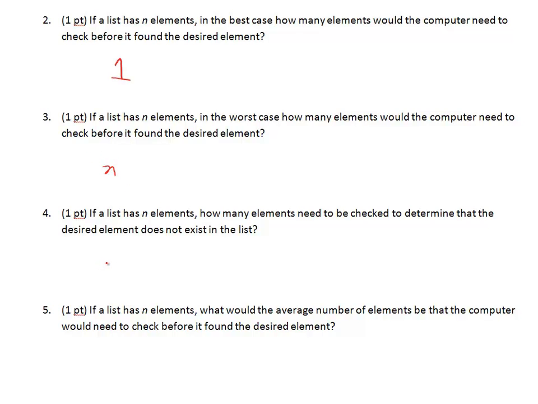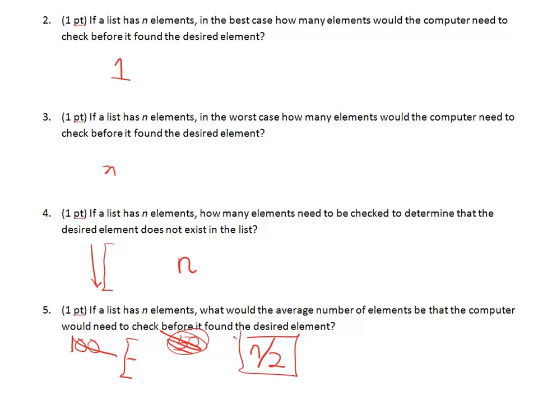If a list has n elements, how many elements need to be checked to determine the desired element does not exist? Well, with a linear list, starts up here, goes down, you have to check each and every one, so it would be all n. If a list has n elements, what would the average number of elements be? Well, think about it. If you have about 100 elements with linear search, on average, it would kind of be here in the middle, right? So on average, it would be about 50. So we do n over 2. Like it was 100, divided by 2 in order to get there. So I'll cross this out so I don't mistake it for the answer. N over 2.